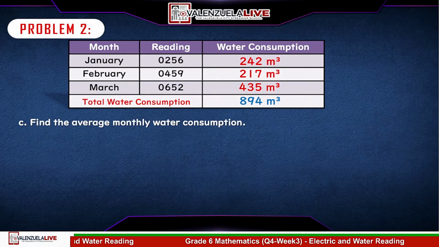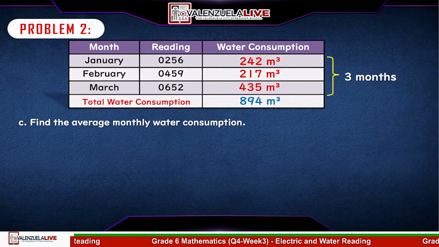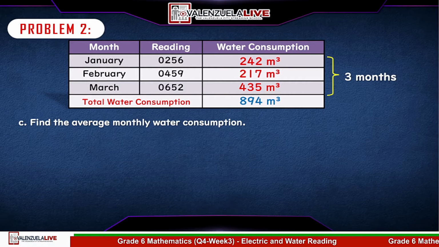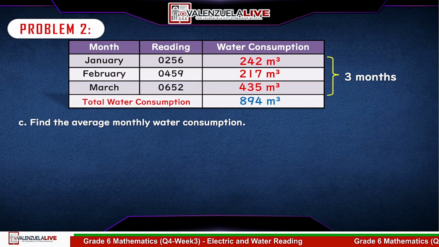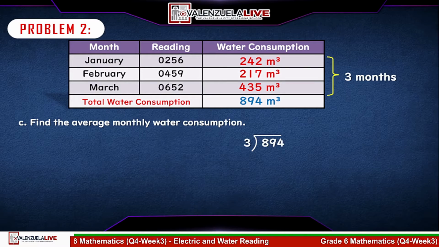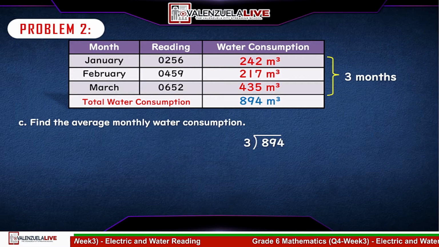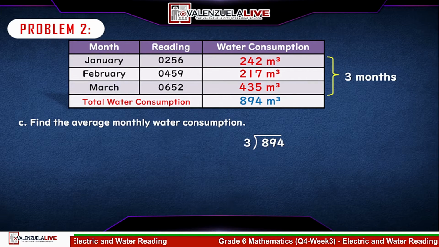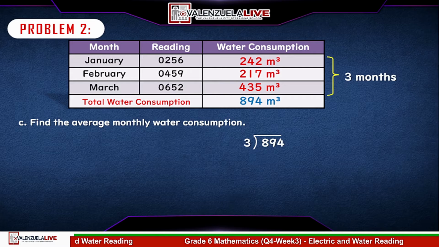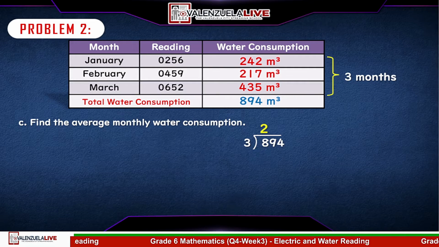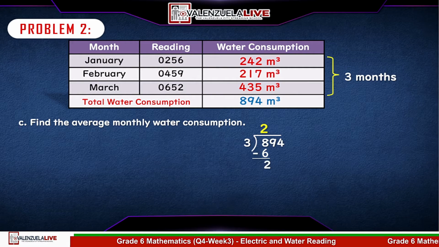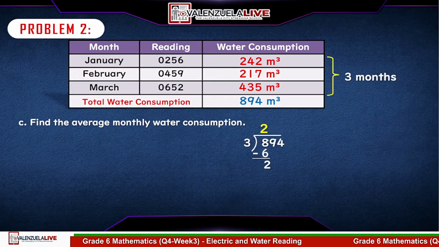For the last question, find the average monthly water consumption. To get the average monthly consumption, find the total consumption for the 3 months, then divide it by 3. So, 894 divided by 3. Let us solve. 8 divided by 3, the answer is 2. 2 times 3 equals 6.